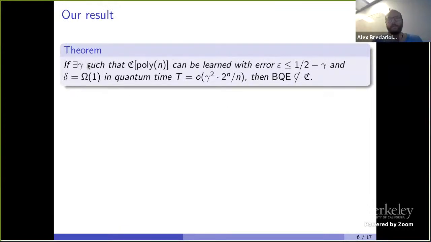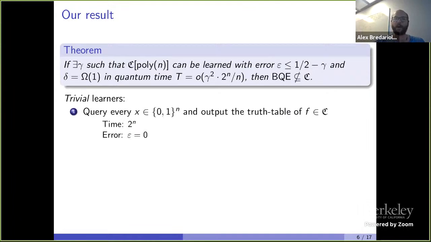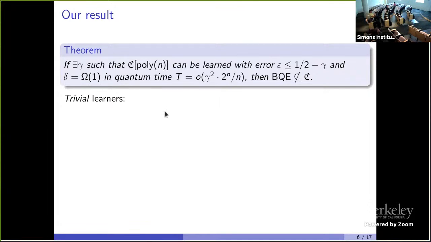So yeah, I'd like to first talk about two types of learners that we call trivial learners. And the first one is a very simple one. So you have a learning algorithm that can run in exponential time and has error 0. Sorry, Alex, can I ask you one more question? Of course. Can you just say some intuition here?